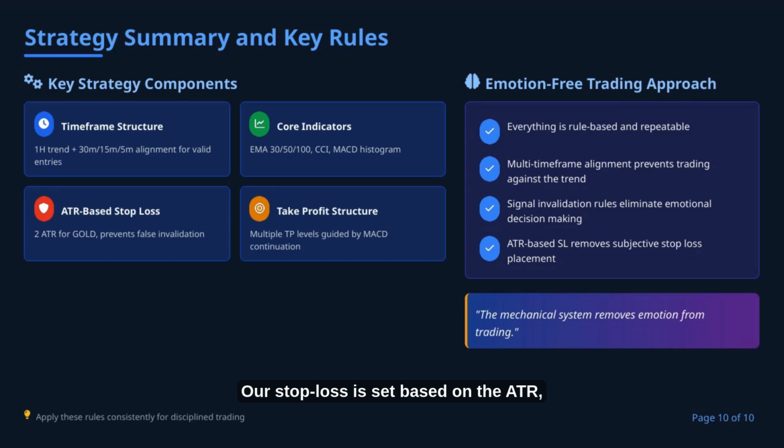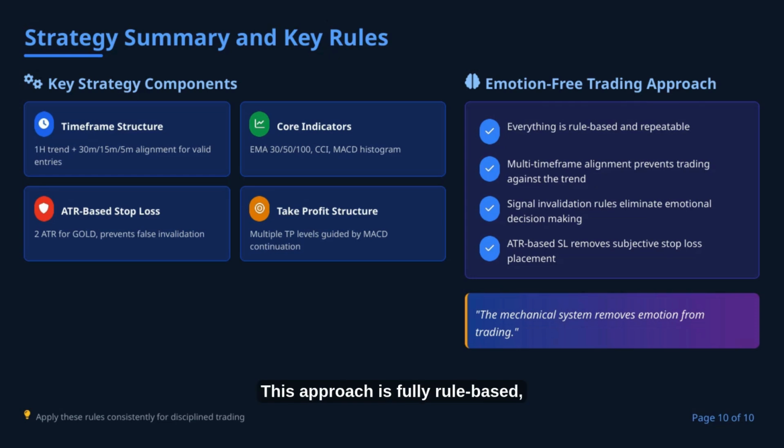Our stop loss is set based on the ATR, specifically 2 ATR for gold, which helps avoid premature exits caused by normal market fluctuations. We take profit by using multiple levels, guided by the MACD histogram signals for trend continuation to maximize gains while managing risk.